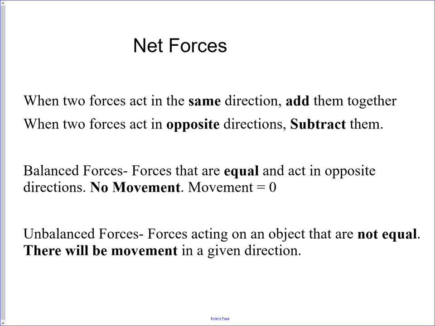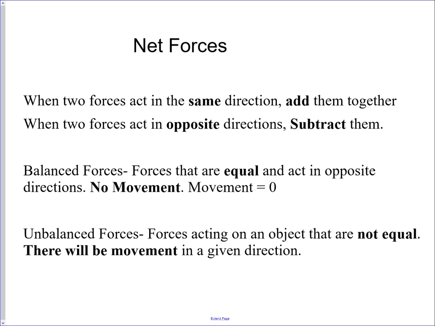So for example, let's take a look at our two things. Balanced forces are forces that are equal and act in opposite directions, so it results in no movement. Again, with the table example, if I'm pushing at 50 newtons to the right and someone's pushing at 50 newtons to the left, our total is the same. We both have 50 newtons, so we would subtract them, 50 newtons minus 50 newtons, and it results in no movement. So the table would not move if we were both pushing with the same amount of force.